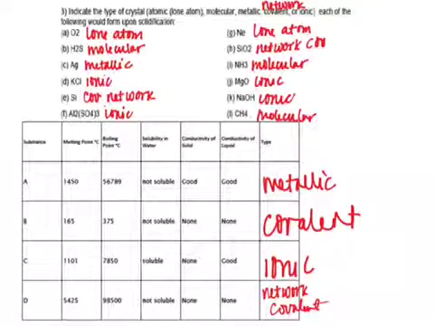Molecular and network covalent, what's the difference? Network covalent has that really strong interaction between those molecules. You see how that has that really high melting point and boiling point? But B doesn't have a really high melting point. B has a low melting point, low boiling point. So that would be covalent, any covalent compound, like sugar.